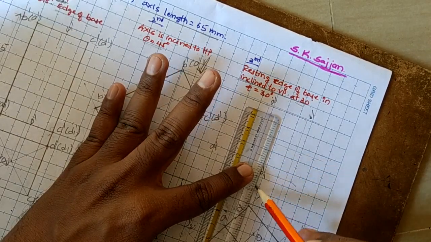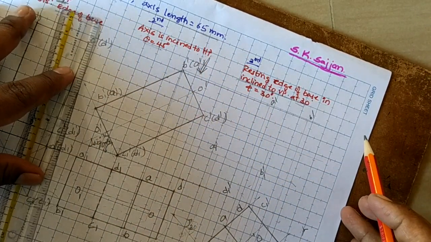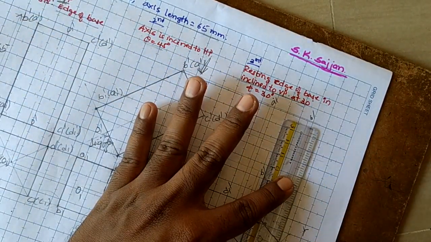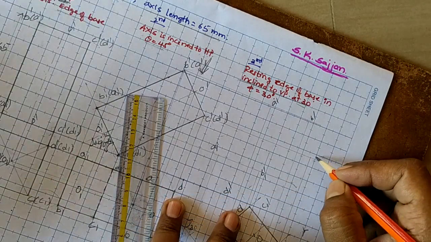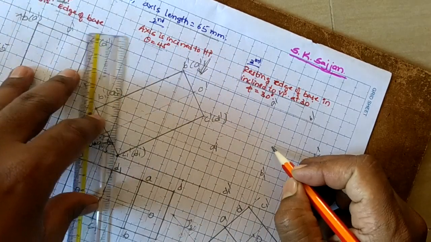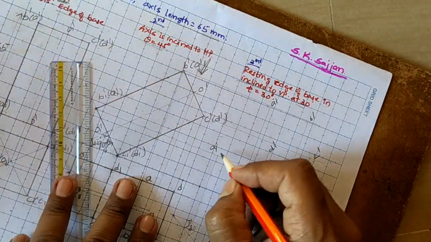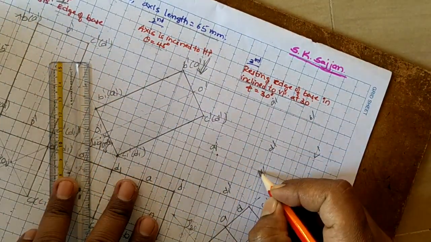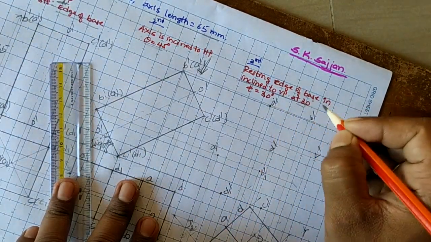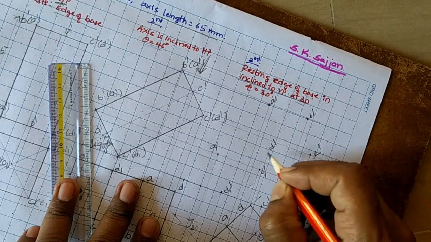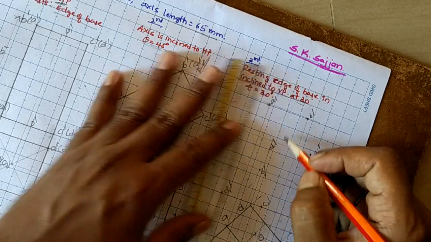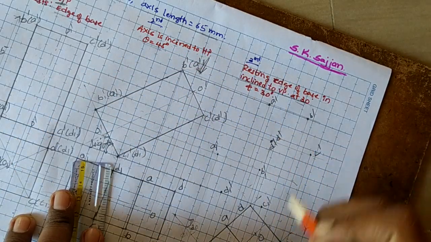Sorry, C1 dash, D, C. This is C dash and D dash. Okay, just I am showing A1 dash B1 dash C1 dash D1 dash, A dash B dash C dash and D dash. Okay? These are the points.